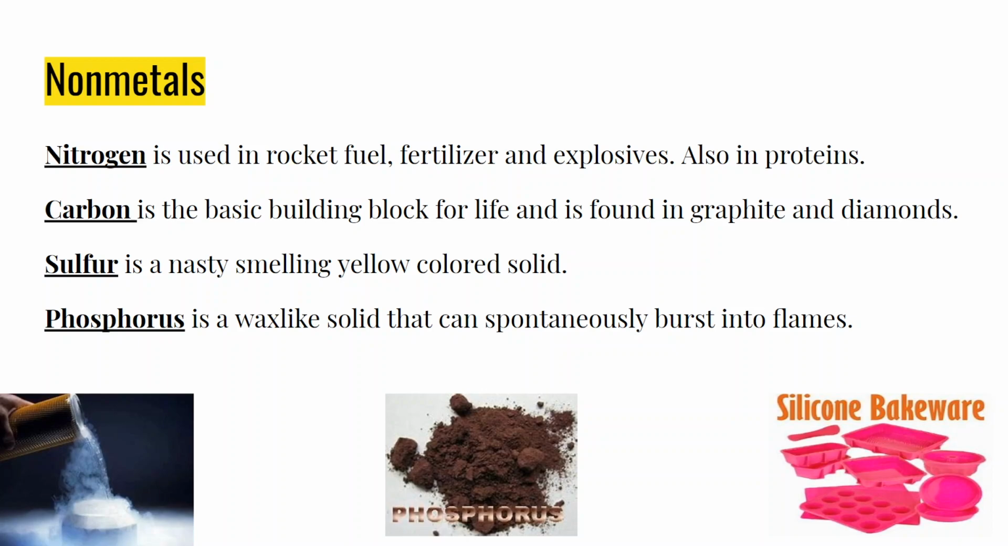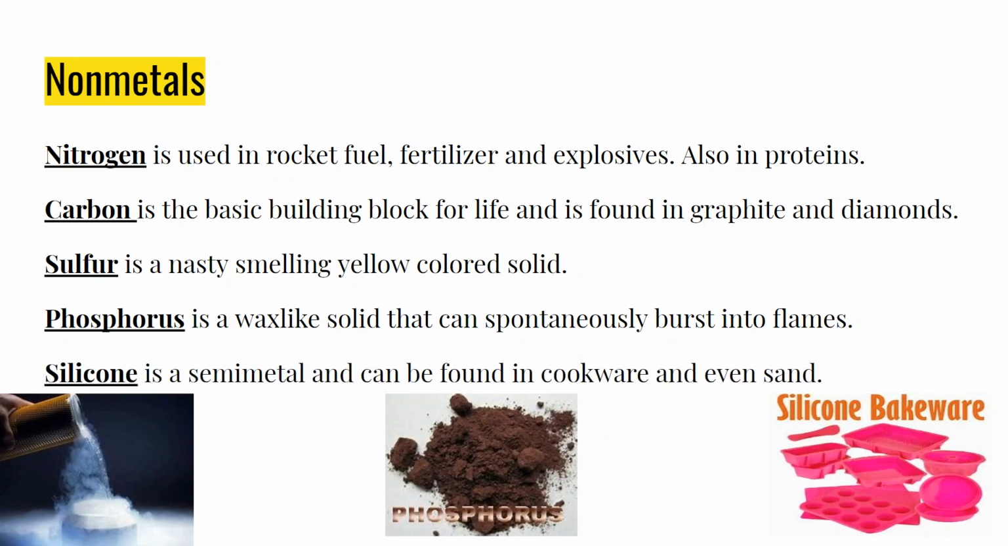Now, the last thing we're going to talk about today is actually not a non-metal. It is a semi-metal, and it is silicone. Now, silicone is a semi-metal and can be found in cookware and even sand. And so on the bottom right, you can see some silicone bakeware.